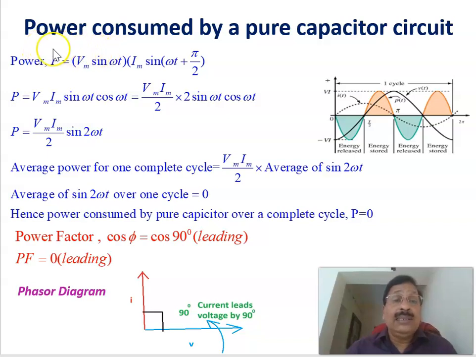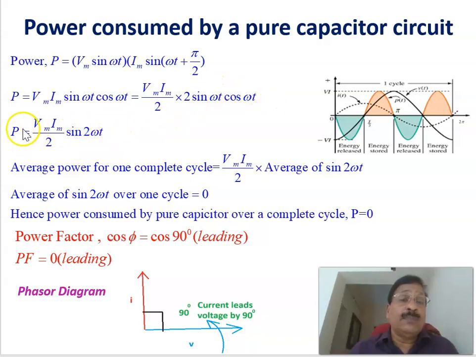Now let us calculate the power consumed by a pure capacitive circuit. Power, as we have seen, is equal to the voltage and current product: Vm sin omega t into Im sin (omega t plus pi by 2), since the current is leading the voltage by 90 degrees. Taking the product, we get Vm Im sin omega t cos omega t, or Vm Im divided by 2 into 2 sin omega t cos omega t, and 2 sin omega t cos omega t equals sin 2 omega t.